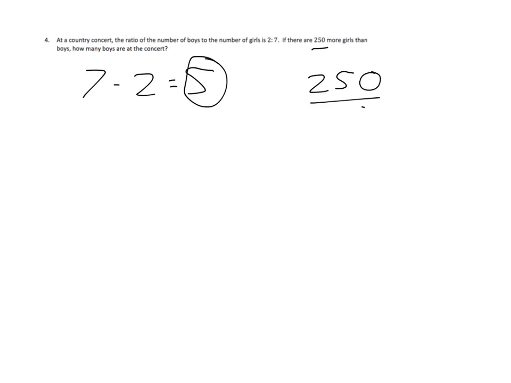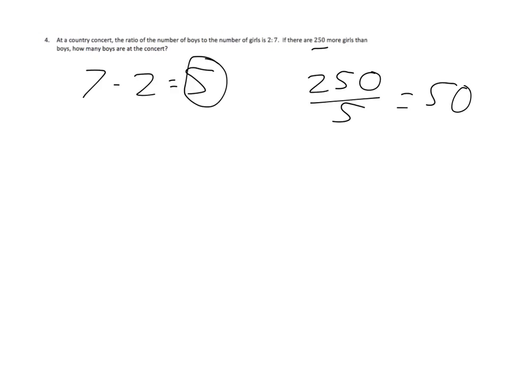Well, the difference between the 2 and the 7 is we can just do 7 minus 2, which will get us 5. So the difference is 5 parts. Well, we know this 5 parts difference is going to equal 250 because that's the difference between our 2 parts of the boys and the girls. So we know that the 250 has to equal 5 parts, so we can do 250 divided by 5, and 250 divided by 5 is going to equal 50.